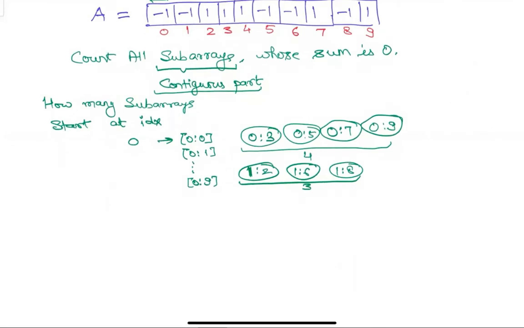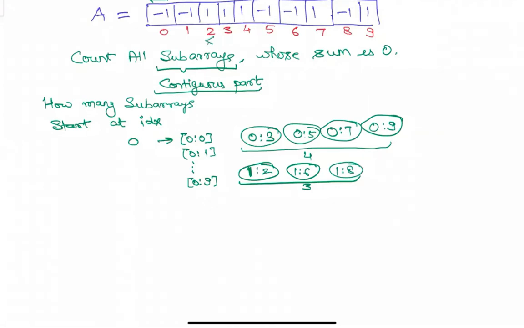Same way, let's find how many subarrays start at index 2 and give you a sum of 0. If you go from 2 to 8, just see how many ones and how many minus ones are there. Is it going to give from 2 to 8 or 2 to 9? Are you really going to get a sum of 0? No. Not possible, right? Yes. So starting at index 2, no subarray possible.